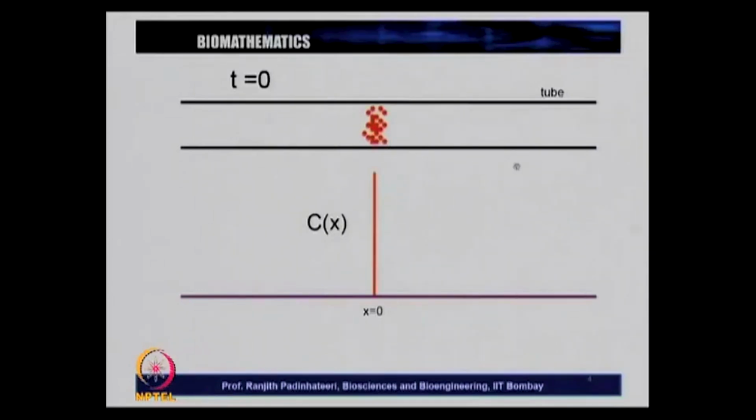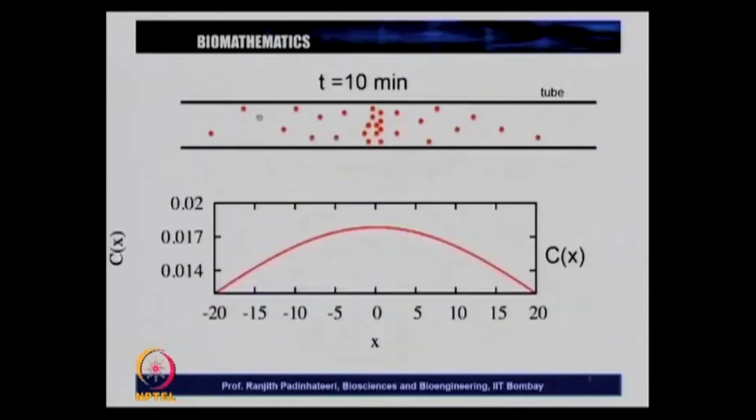So what do we see? Look here, they have diffused along this way. There are some molecules here and some molecules here, but still the majority of the molecules are at the center. So this is what you see after 10 minutes: many molecules still at the center at x equal to 0, and a few of them on either side.